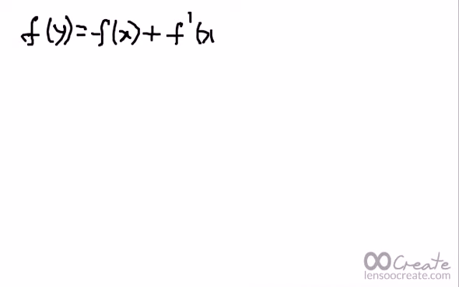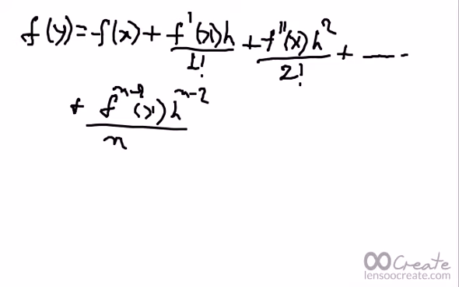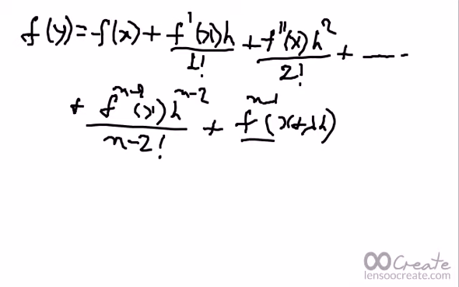let's write it in the next slide. So then we get f(y) is equal to f(x) plus f'(x) h by factorial 1 plus f''(x) h squared by factorial 2 plus dot dot dot plus f^(n-2)(x) h to the power n-2 by (n-2) factorial plus f^(n-1), for t we replace it with x plus lambda h, by (n-1) factorial, h to the power n-1.